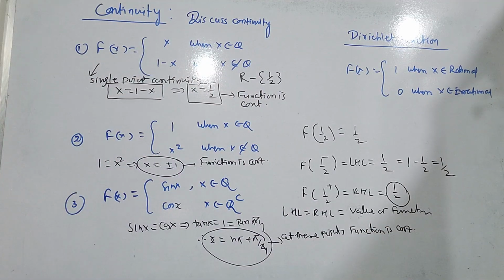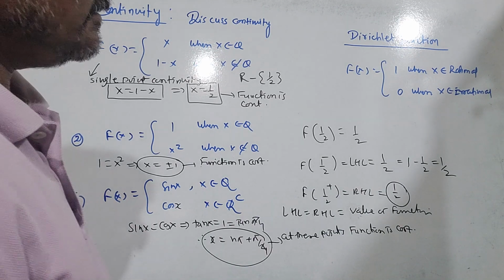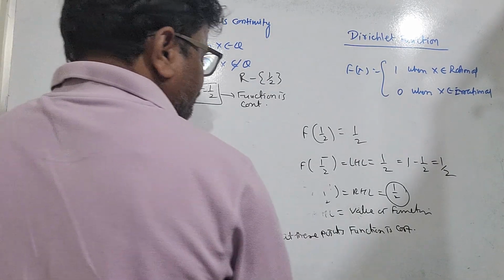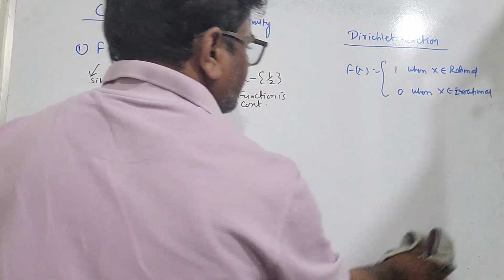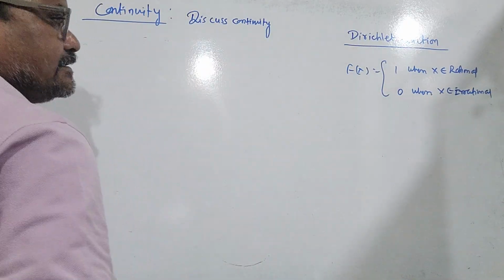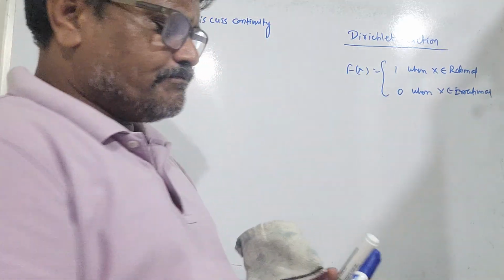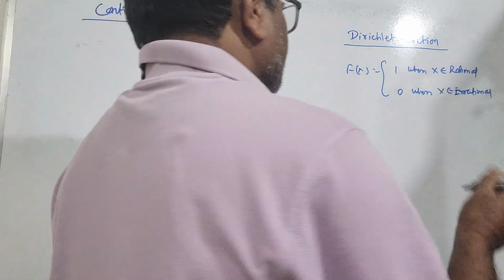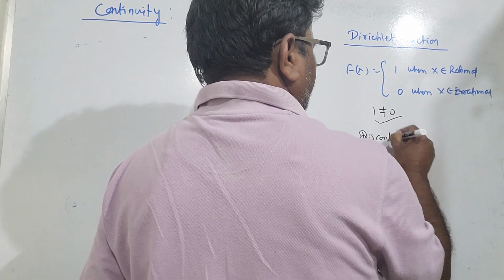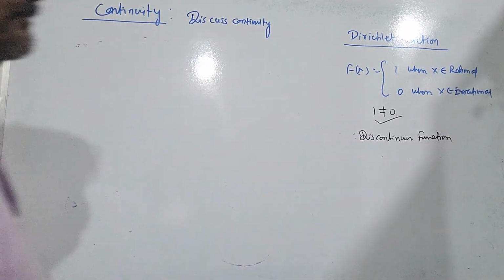Correct? Now coming to that important function, the Dirichlet function. What can you say about the continuity of the Dirichlet function? The Dirichlet function is defined as f(x) equal to 1 when x is rational and f(x) equal to 0 when x is irrational. Correct? So therefore 1 is not equal to 0. By the previous argument, therefore it is a discontinuous function. It is discontinuous everywhere.